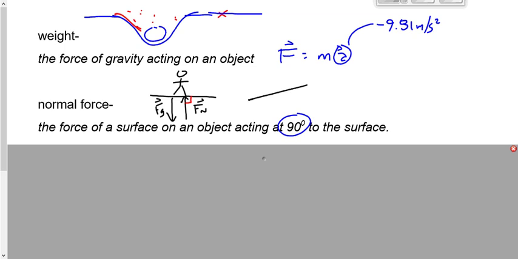If I was on a ramp like this, gravity is acting down like this, but my normal force is acting at 90 degrees to the surface like this. We feel a little bit different now. You know that if you're on a slope, you feel a little bit different than if you're on the ground.